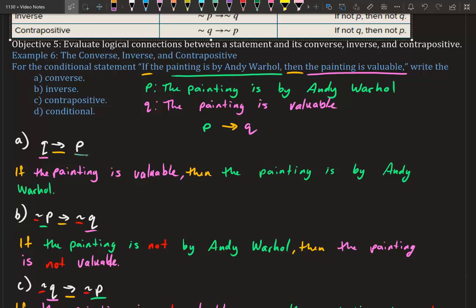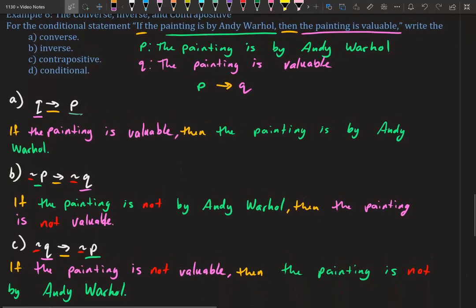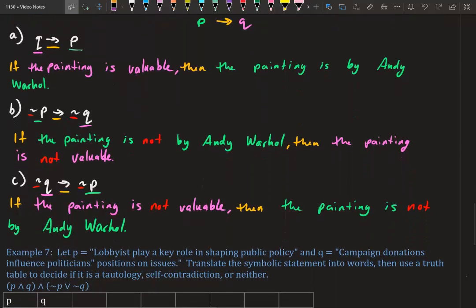So if we want to write the converse, converse means you flip P and Q. So instead of saying Andy Warhol valuable, we're going to say valuable Andy Warhol. So if the painting is valuable, then the painting is by Andy Warhol. The inverse means you keep P and Q in the same position, but you inverse, meaning you make opposite. So we're going to opposite P, opposite Q. If the painting is not by Andy Warhol, then the painting is not valuable.